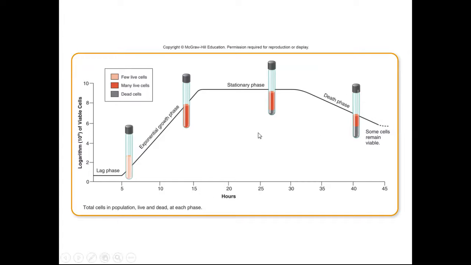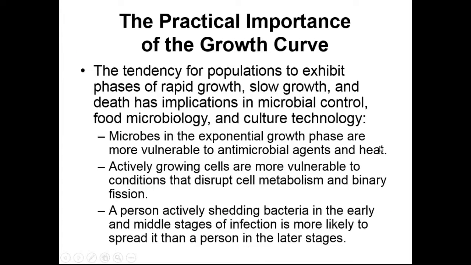So if we look here, we have our lag phase. We have a very low concentration of live cells. Then we have our exponential growth or log phase. Then the stationary phase, where we have high concentrations of living cells. But once we hit the stationary phase, we start to have dead cells building up in our medium. And then during death phase, the population of dead cells is increasing very rapidly, and the population of living cells is decreasing very rapidly. At the very end, some cells are still going to remain viable, in that viable non-culturable state.